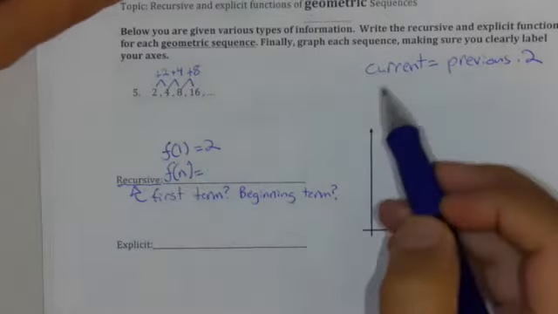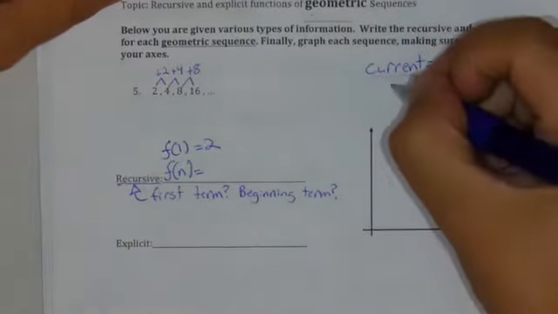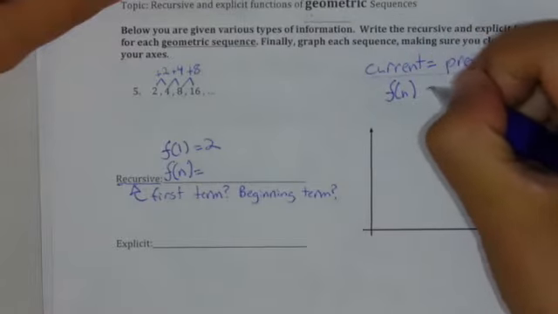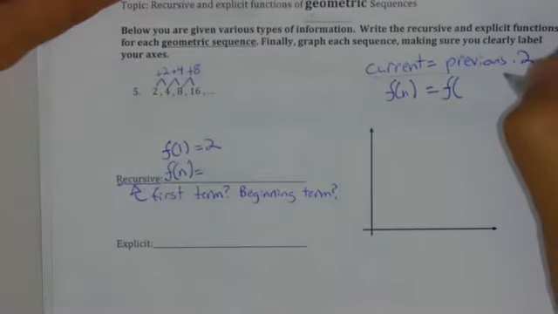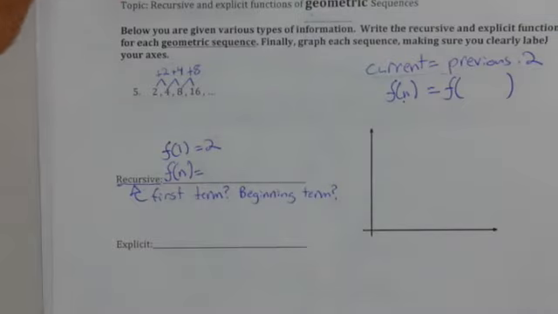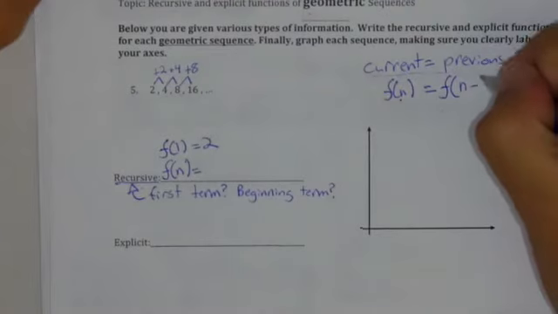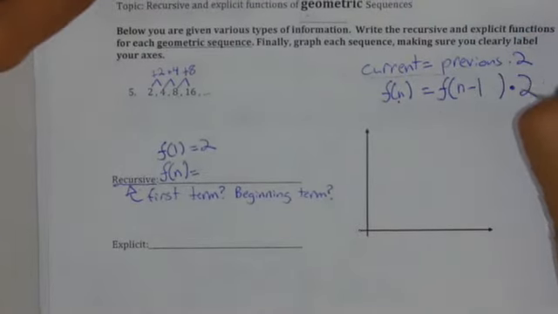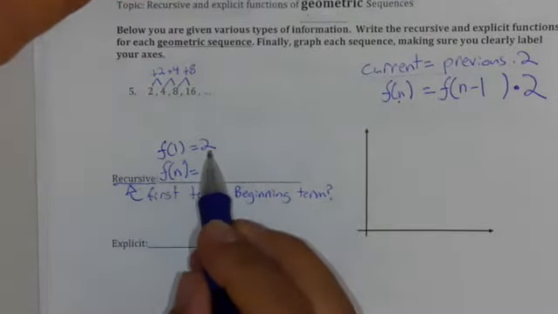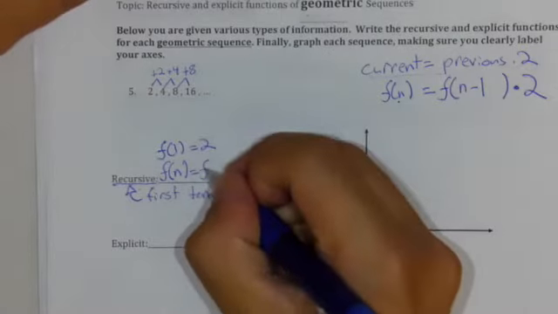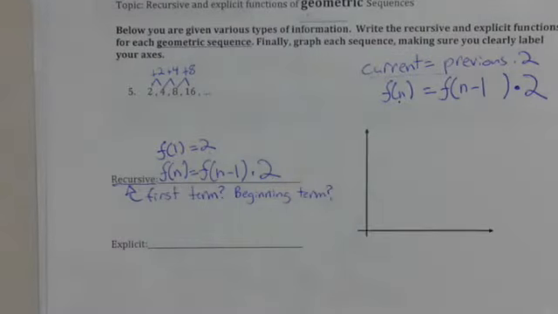And then mapping out this using f of n, we have our current as f of n, and that should be equal to the previous term, which in this case is, what do you think? What's before n? Hopefully you're saying n minus 1. And then that multiplies with 2. So our recursive states these two things, that f(1) = 2, and that f of n is equal to f(n - 1) × 2. Makes sense, right?